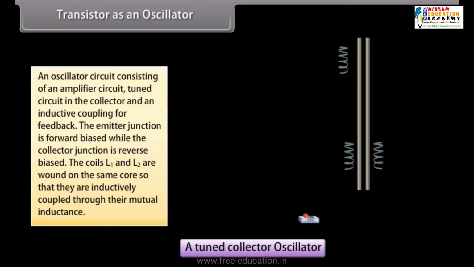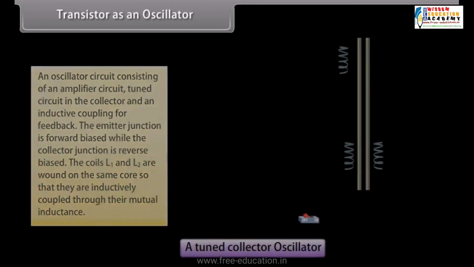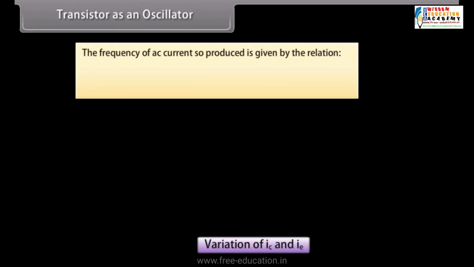On pressing the key, collector current suddenly starts flowing through L1. Consequently, a voltage is induced in coil L, which charges the capacitor C with such a polarity as to support the forward bias of the base-emitter circuit. On reaching saturation, collector current stops varying. Hence, the induced EMF in coil L vanishes. The frequency of the AC current so produced is given by the relation f = 1/(2π) × 1/√(LC).